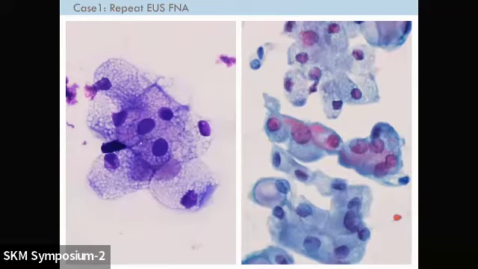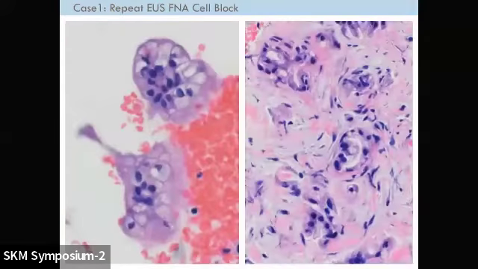And as you can see over here, these cells are characterized by abundant microvesicular cytoplasm. The nuclei are small. In this Pap stain smear, you can see that there is some focal nuclear atypia characterized by anisonucleosis. However, one preparation that really helped us clinch the diagnosis in this case was actually the cell block, which showed these groups of cells with foamy cytoplasm and rhizoid nuclei.